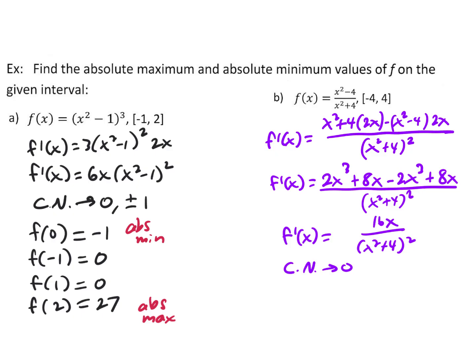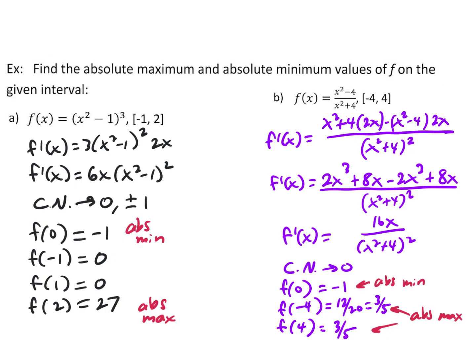And then I have to test the endpoints. So I'm testing 0, -4, and 4. Plugging those in. Okay, when I plug 0 in, I get -1. When I plug in both -4 and 4, I should get the same value because I get squared when I put it in. Okay, so in both cases, it's 3/5. And so my minimum value is -1, and both of those are absolute max. It occurs at more than one place, but there's still only one absolute maximum.